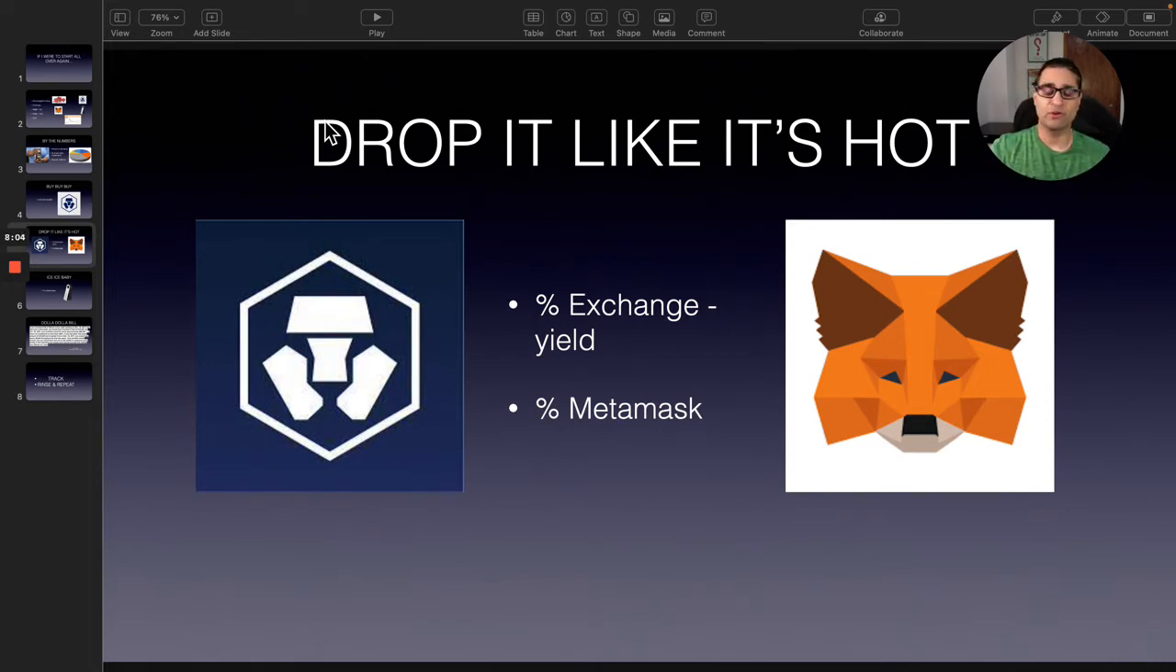All right, so if I were to go back, I'm going to Crypto.com. I'm going to buy my Bitcoin, my ETH, and my USDC. Then I'm going to pick MetaMask, and I'm going to pick a percentage that works for me that I'm going to keep both on Crypto.com and some in my MetaMask.